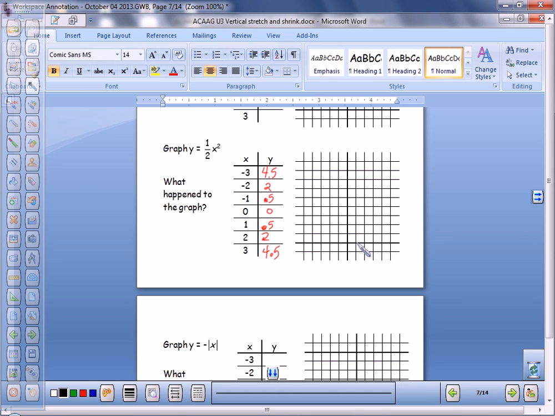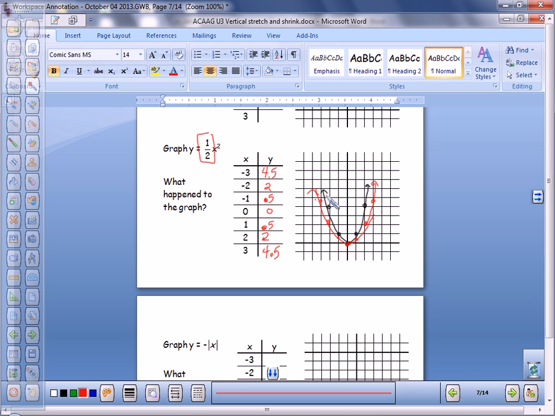Okay, so first thing I'm going to do is draw the parent graph in. This is that same parent graph for the parabola that we've looked at several times now. Okay, there's the parent. What happens when I multiply by this 1/2? Well, it makes these points happen. Oops, I didn't go over far enough. There we go. So this causes a vertical compression.